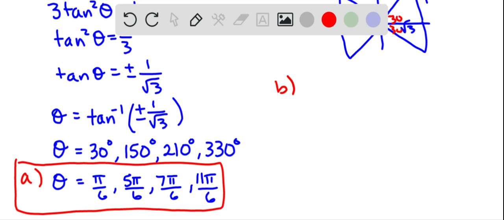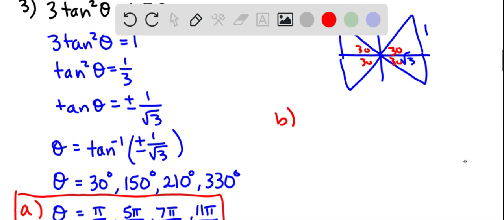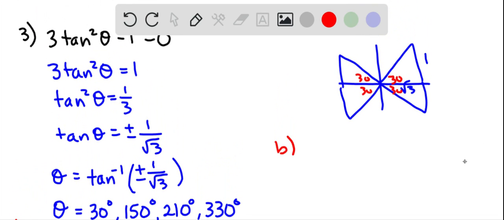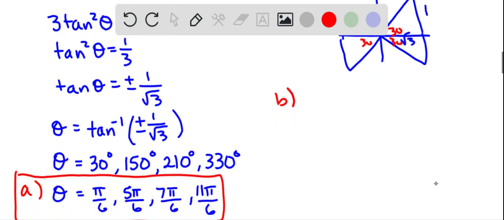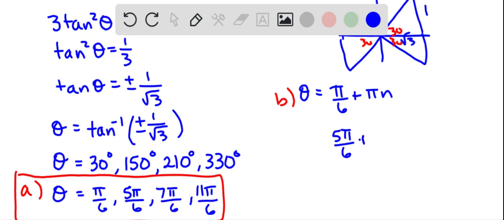And for part B, realize that the quadrant 2 and quadrant 4 answers are pi radians apart, and the quadrant 1 and quadrant 3 answers are pi radians apart. And so let's give our quadrant 1 answer pi over 6, and then just say plus pi times n, and that takes us to everything that's in quadrant 1 or quadrant 3. And then let's also give our quadrant 2 answer, 5 pi over 6, and add pi n to that for all the answers that are in quadrant 2 or quadrant 4.